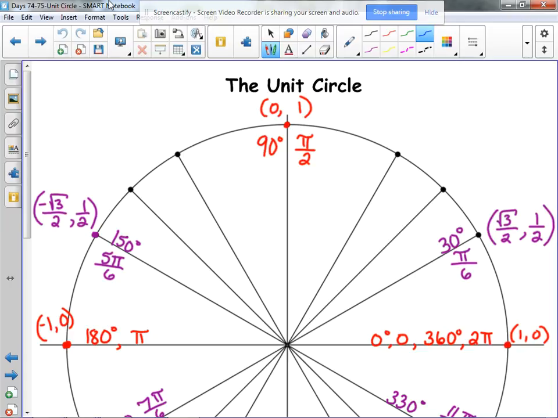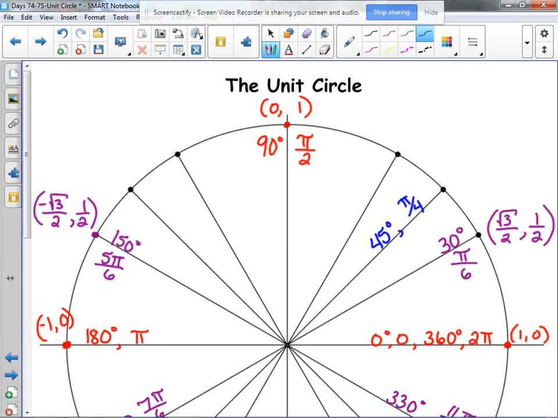Okay, let's go to the next segment, the middle segment right there in the first quadrant. If it is right in the middle of the first quadrant, can anybody tell me what angle measure that would be? If we've got 0 here and 90 here, then what's right in the middle? 45. Okay, this is 45 degrees right here, and it is pi over 4 radians.